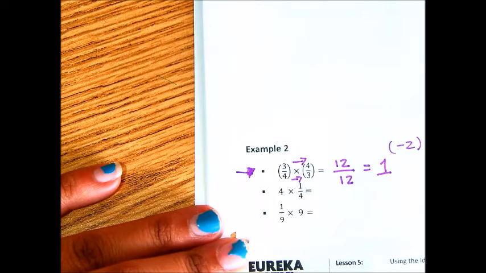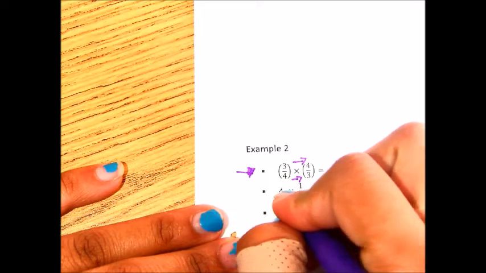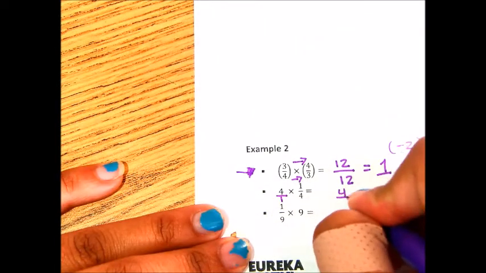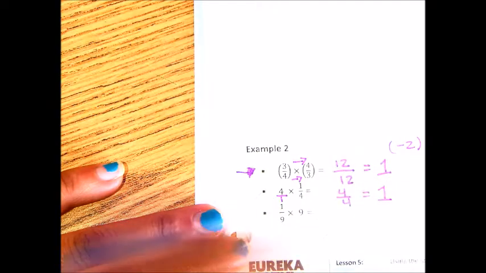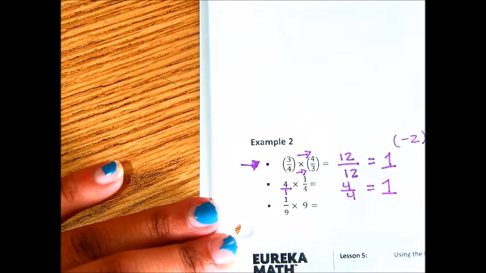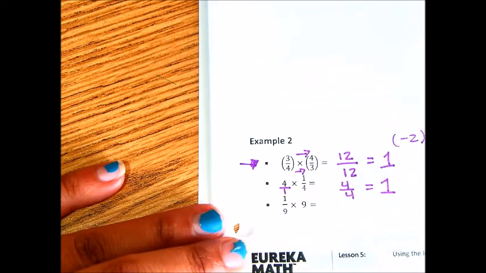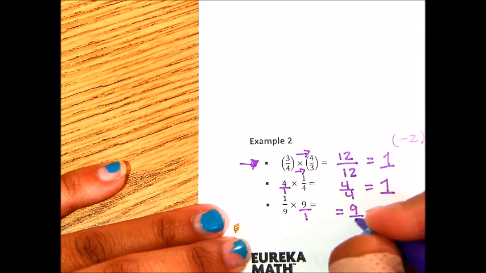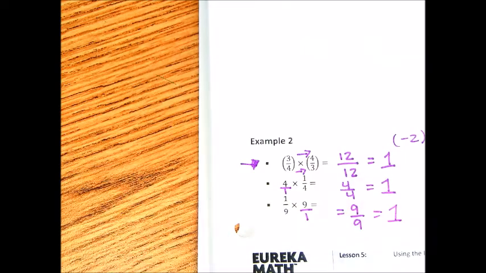What about when I do 4 times 1/4? What would my final answer be? I'm going to turn 4 into a fraction. I'm going to multiply straight across, and I'm going to get 4 over 4. 4 over 4 gives me 1. I did the same thing with the third example, 1/9 times 9, and get 9 over 9, which gives me a final answer of 1.